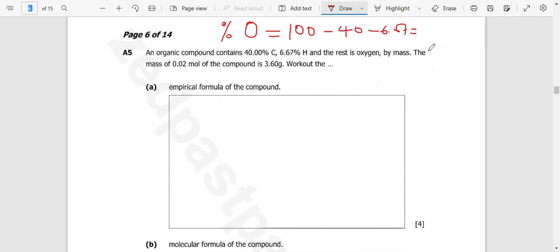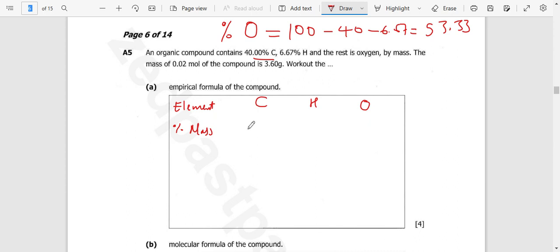And that is going to give us 53.33. So we'll say element, that's the first thing you write, okay? You write element, write them in order. The first one given is carbon, followed by hydrogen, and then oxygen. And then you look at their percentage composition, which is also percentage mass.